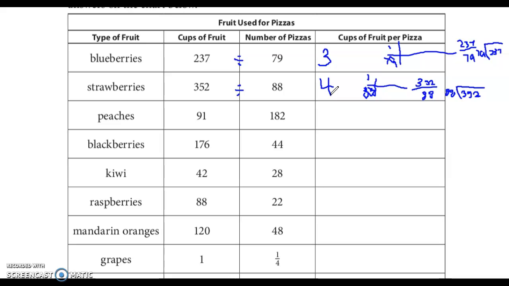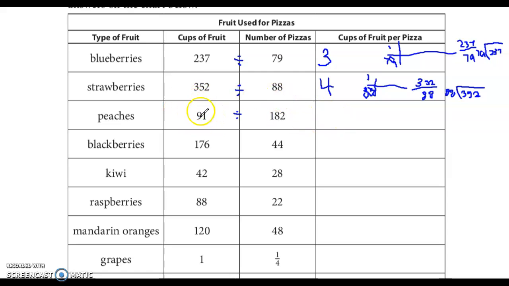So this is the last one I'm going to do with you, the peaches, and then I'm going to have you try some on your own. The last time they made a fruit pizza, they used 91 cups of peaches, and they made 182 pizzas with those 91 cups. So you're going to take 91 and divide it by 182. Now this one looks funny because 91 is smaller than 182.